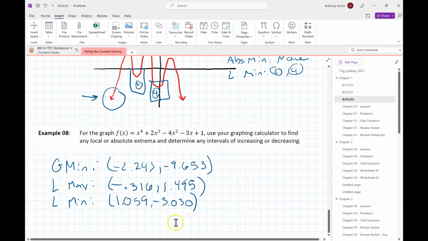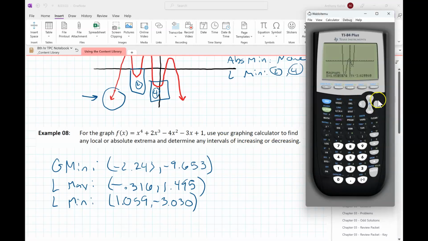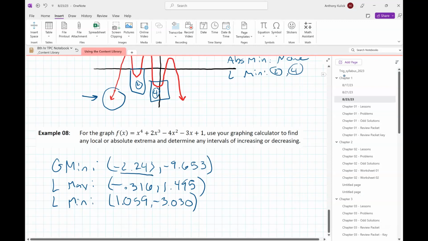But that's not the entire question, right? What else did it ask for in here? It asked for the intervals of increasing or decreasing. Okay. Well, let's go back and look at our graph here. So we start on the left side with our little guy. He starts walking and he's going downhill all the way until he gets to the global minimum. So he started at the far left end, negative infinity, and he goes all the way down to the global minimum at negative 2.243.